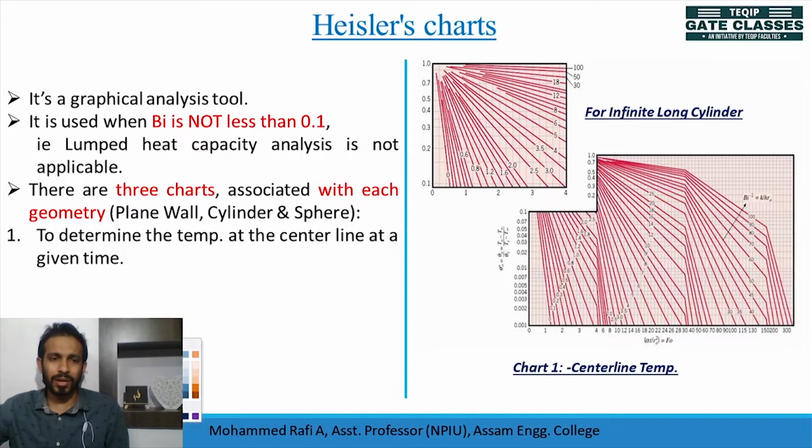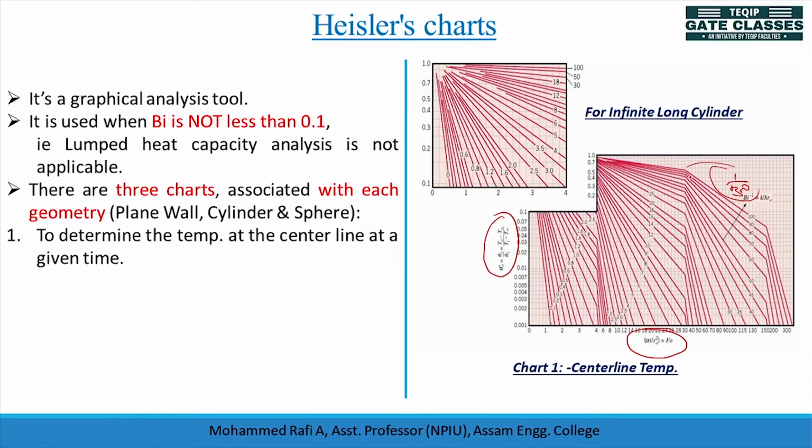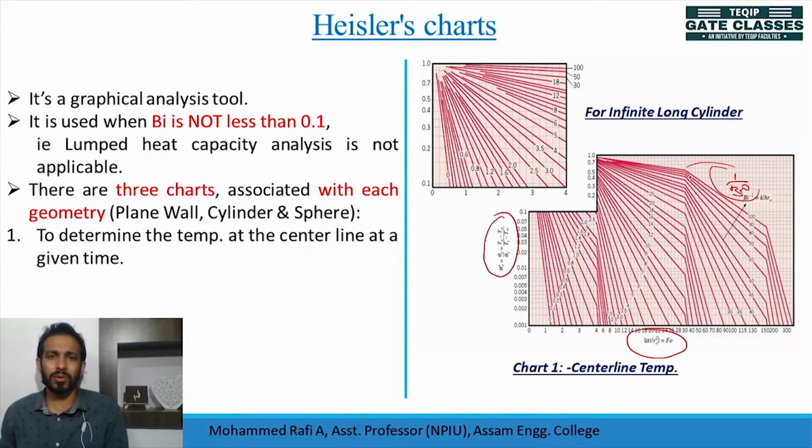I am just briefly talking about all these things. This is the temperature variation, with the Fourier number on the x-axis, and these curves represent 1 by Biot number. How this is defined and all those things are not in our discussion. We are not concerned about all those things.